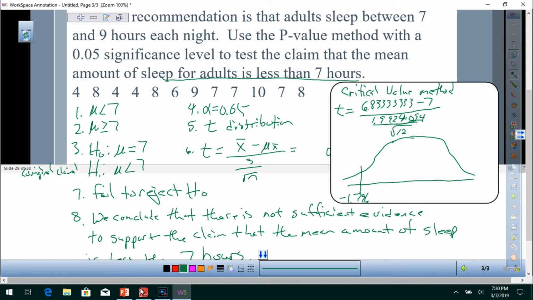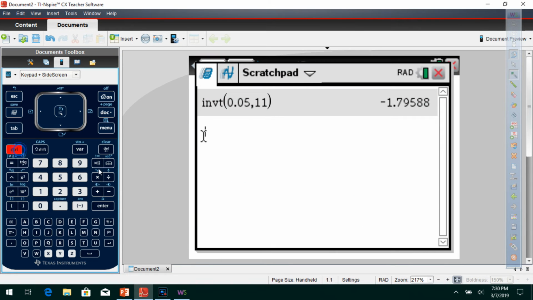Okay, so let's put that in the calculator. And control divide. We got 1.87 of those minus 7. And that was supposed to be 6, not 1. 6. All right. And then on the bottom, control divide. We got 1.9924094 over the square root of 12.